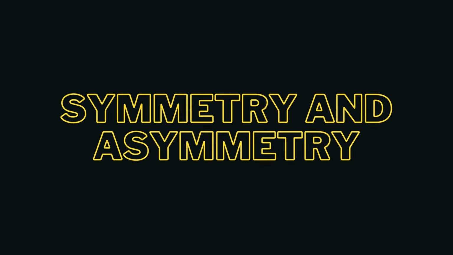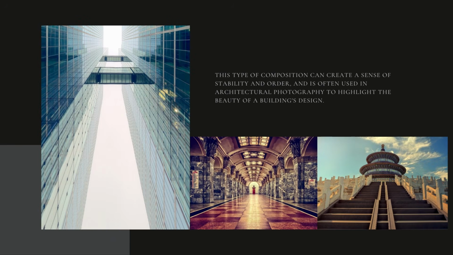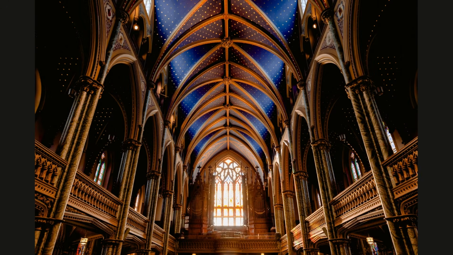Symmetry and asymmetry. Symmetry refers to when elements in a photo are evenly balanced on either side of a central axis. This type of composition can create a sense of stability and order, and is often used in architectural photography to highlight the beauty of a building's design. A great example of using symmetry in photography is a photo of a symmetrical building, such as a palace or a cathedral, where the lines, shapes, and forms are all balanced on either side of a central axis.